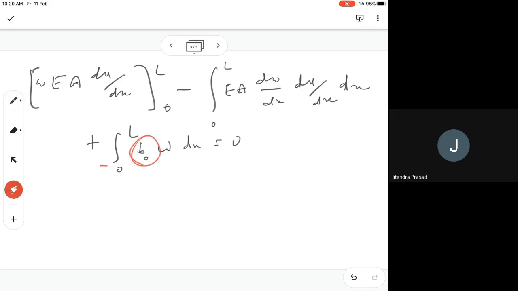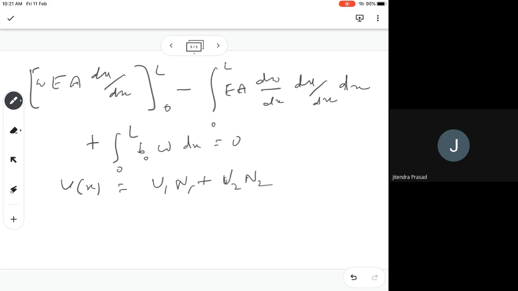This term, you see, it is appearing. We have to take care of that. Now again, what we do is Wx is equal to maybe Ux first. Ux equal to U1 N1 plus U2 N2, and similarly Wx equal to W1 N1 plus W2 N2. That means we put these values now here.